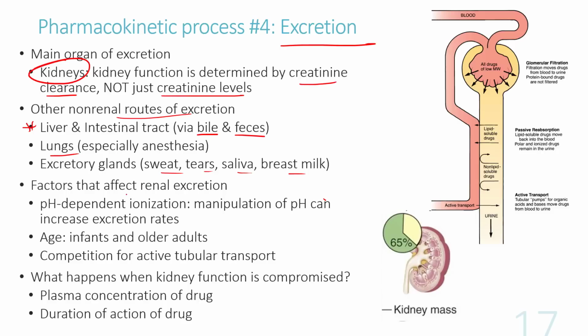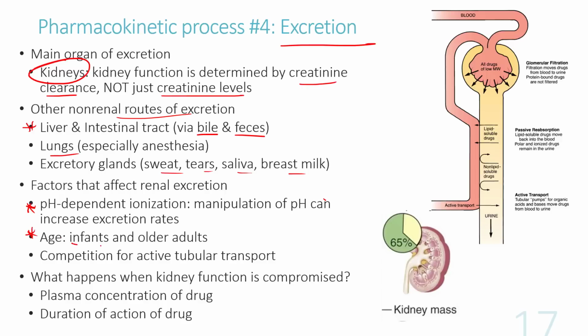Factors that affect renal excretion: the pH partitioning that we talked about previously. So again, if you have an acidic drug that needs to be removed, you manipulate the pH to make it more basic, so that the acidic drug will tend to go into the basic urine, and the reverse is also true.